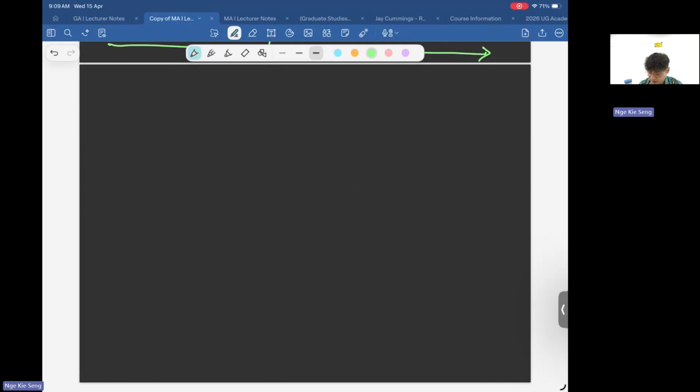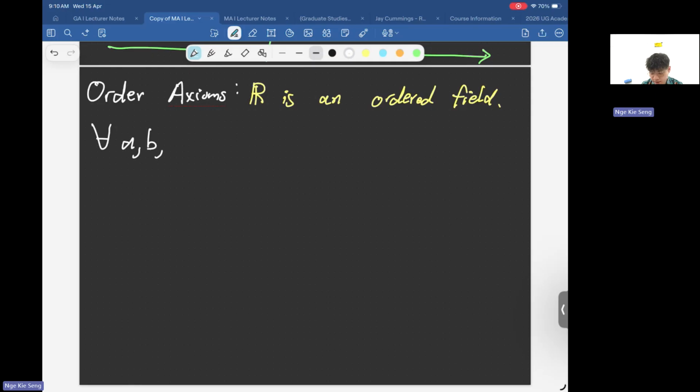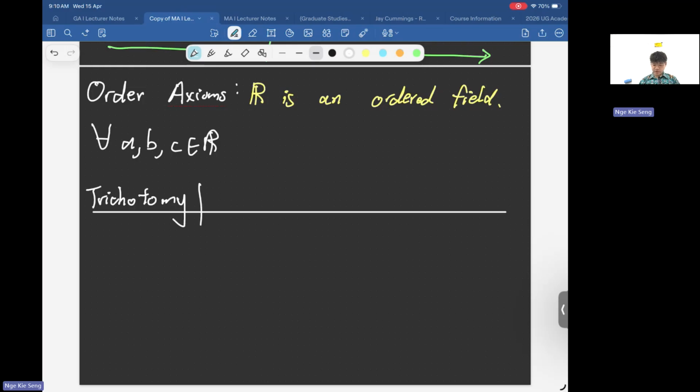Okay, so let's start today's class. We'll start with orders. Let's have some order axioms here. We want to make sure that our real numbers form an ordered field. So let's take 3 numbers in the real numbers. What are these axioms? The first axiom is called trichotomy. Do you have an idea what trichotomy is? Tri means 3 things, like triangle, tricycle. So what are the 3 things?